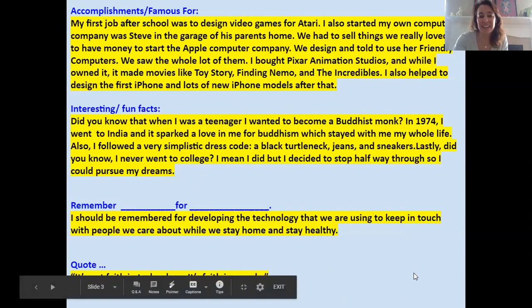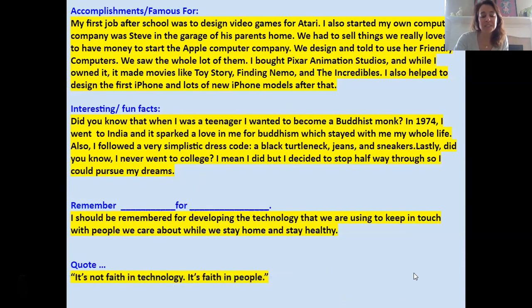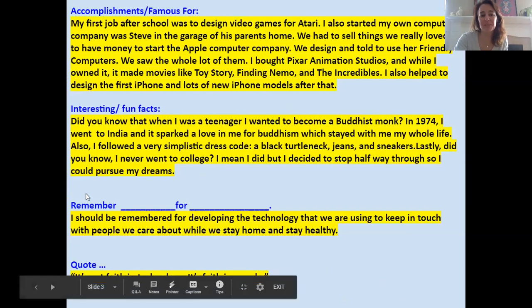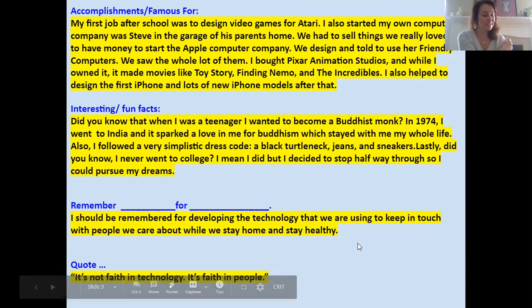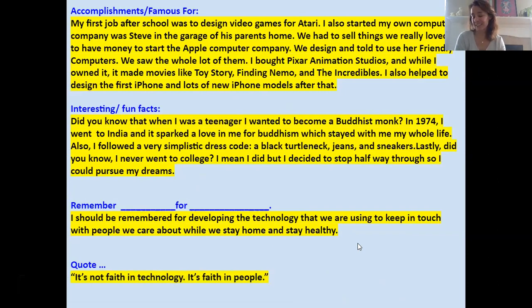Now, kiddos, the reason that I picked Steve Jobs, the reason that I remembered him during this particular time, is because I was thinking about how much he has done to help us to communicate while we're all stuck at home. He really did a lot to help people to be able to communicate with each other from far away. Right now, I'm far away from my mom and my dad and my aunts and uncles and grandparents, and I know that you are too. And so isn't it nice to have technology that we can be using to keep in touch with people while we all stay home and stay healthy?